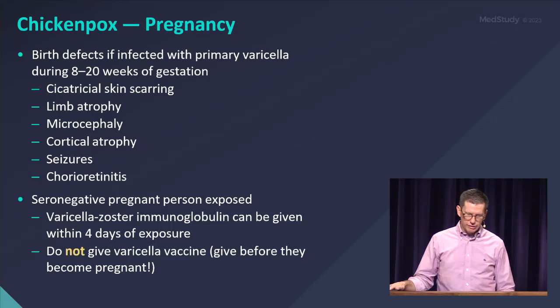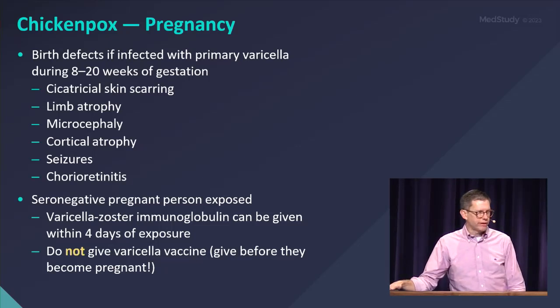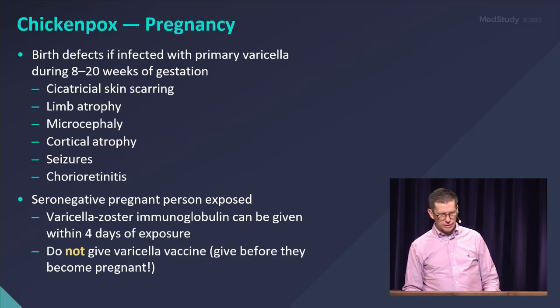So if varicella is a primary infection in pregnancy, it can have detrimental effects on the infant, especially if it occurs 8 to 20 weeks during gestation. So you get limb atrophy, microcephaly, seizures, and chorioretinitis.